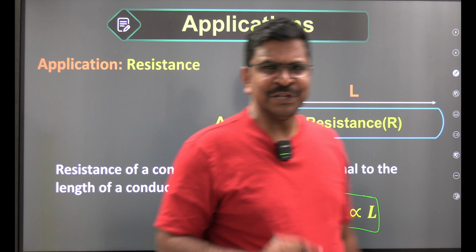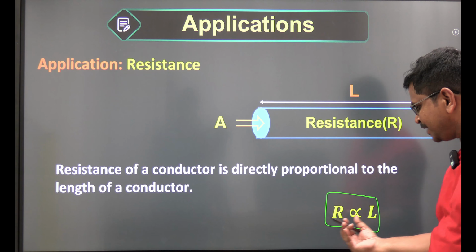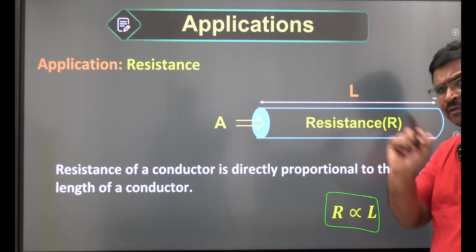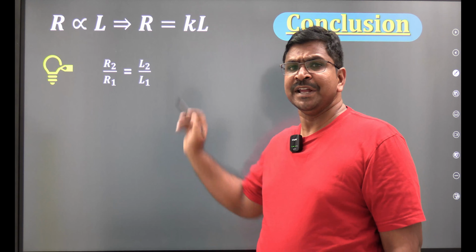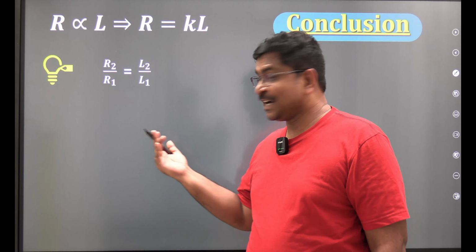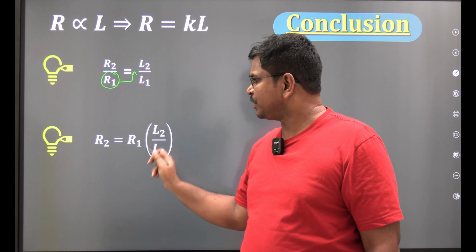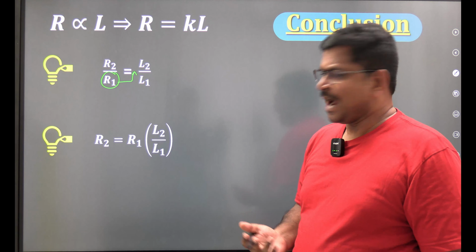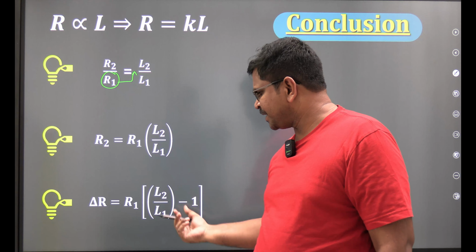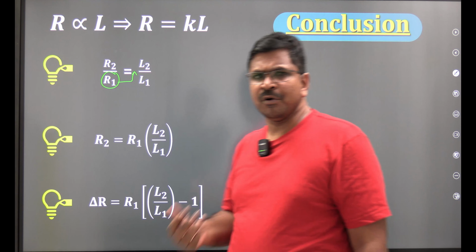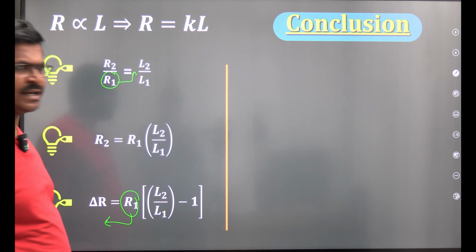After this, your mathematics will work a lot here. Whenever you get one quantity directly proportional to another quantity, you can write 5 applications. So I can write this one generalization, R2 by R1 is equal to L2 by L1. And the second application, simply by taking this denominator to the right hand side, I can write R2 equal to R1 times L2 by L1. And the third application, delta R equals R1 as it is, here you will get minus 1 extra.